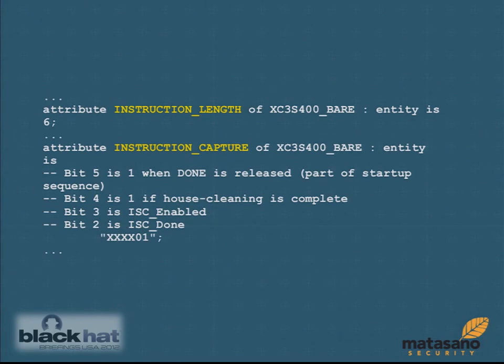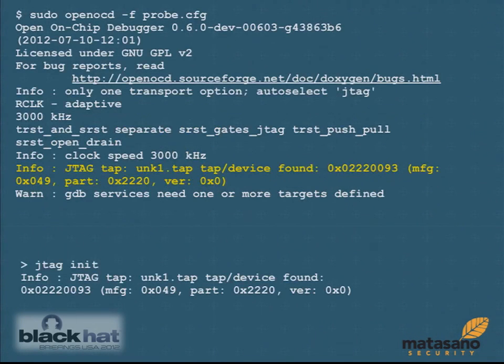And I saw in this file the two things that I needed to configure the tap: the instruction length and the instruction capture. The instruction length is 6 and the instruction capture is XXXX01. So I modified my configuration file to add that tap in there, and this time I started the OpenOCD software, and there were no errors, which I thought was one step further. This is awesome.